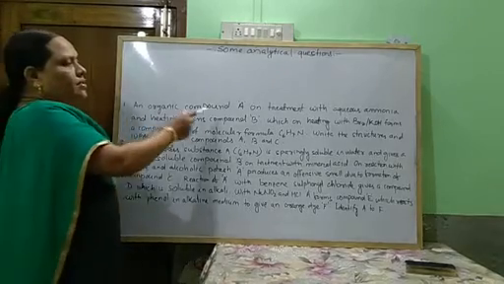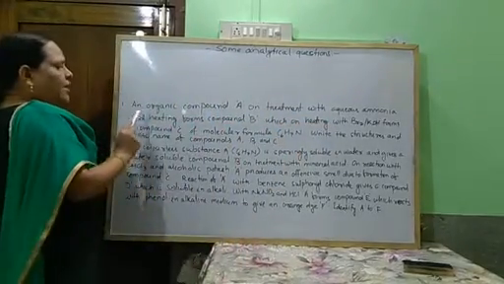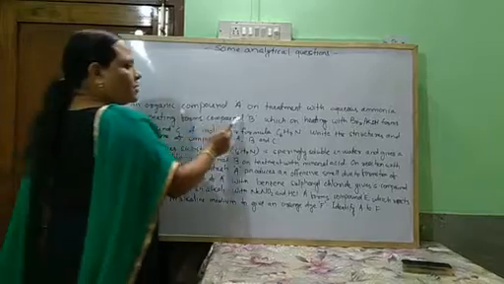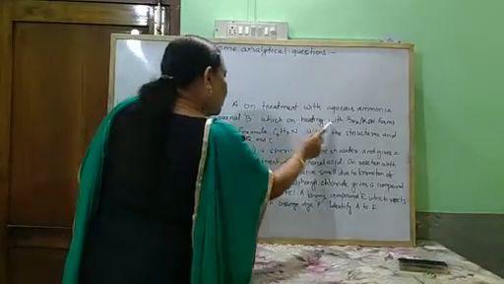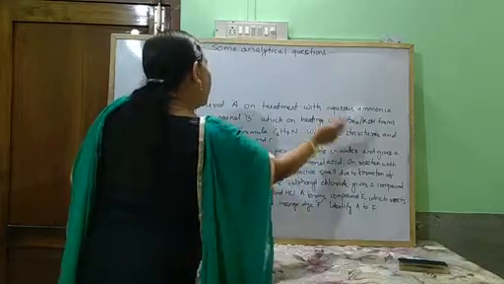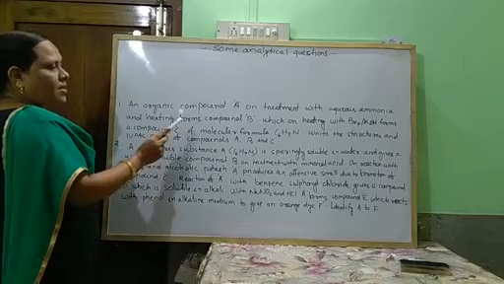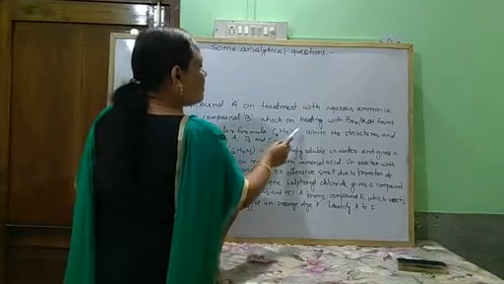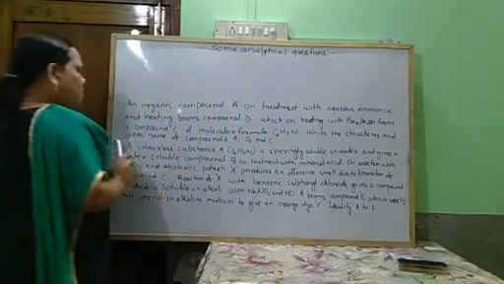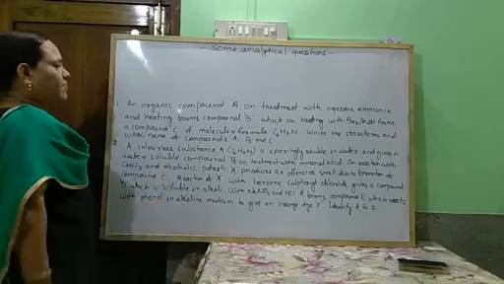So, an organic compound A on treatment with aqueous ammonia and heating forms compound B, which on heating with bromine and KOH forms a compound C of molecular formula C6H7N. Write the structure and IUPAC name of compounds A, B and C.